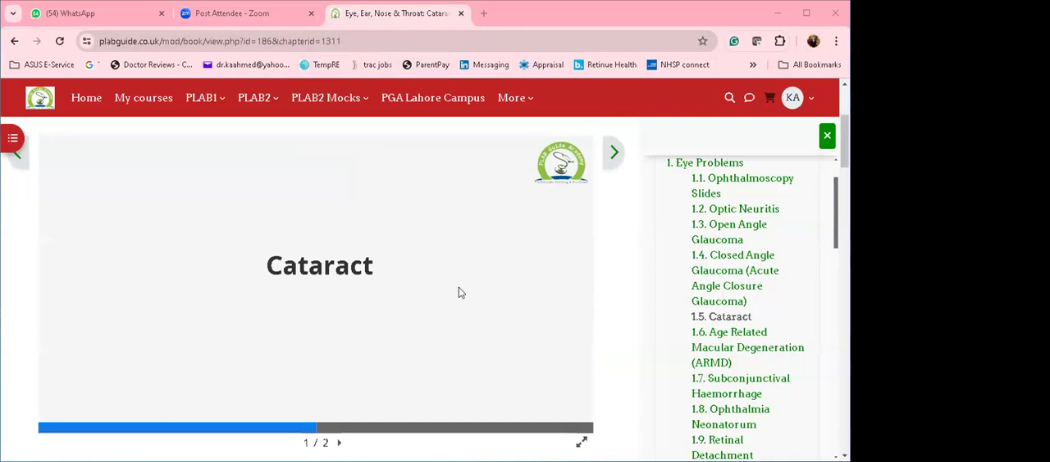So as I said, as a rule of thumb, if the patient has acute decreased vision in one eye or in both eyes, or if the patient presents with severe acute headache with nausea and vomiting, or if the patient comes with acute pain in the eye or around the eye, the patient needs to be referred in these situations on the same day to the ophthalmologist.